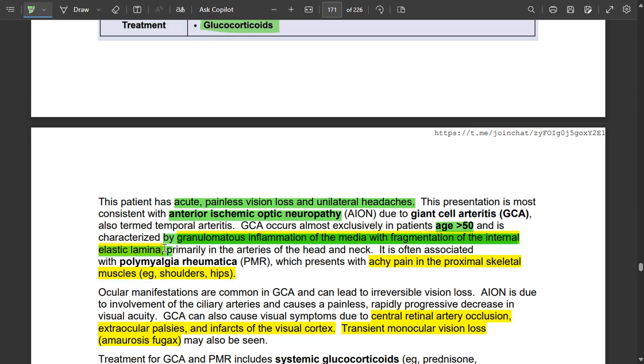It is often associated with polymyalgia rheumatica, which presents with achy pain in the proximal skeletal muscles, that is shoulders and hips. Polymyalgia rheumatica can occur, presenting with achy pain in the proximal part of the skeletal muscles.